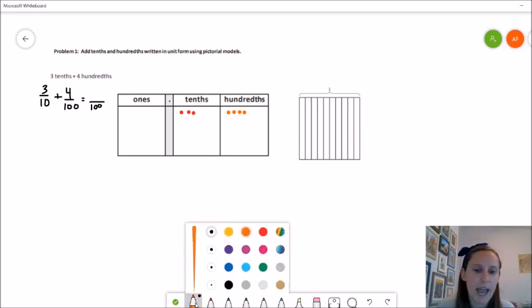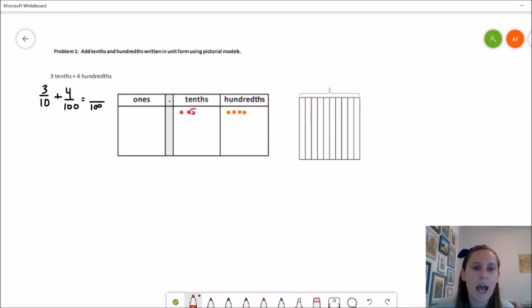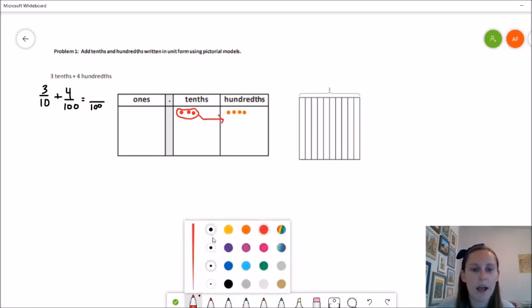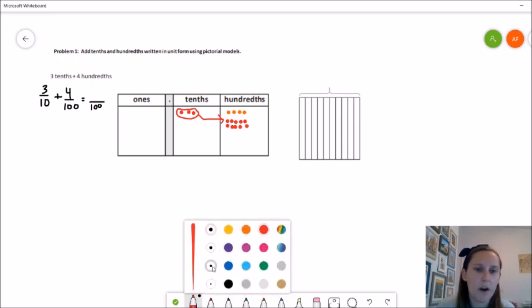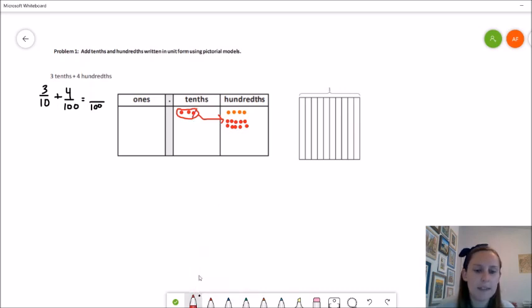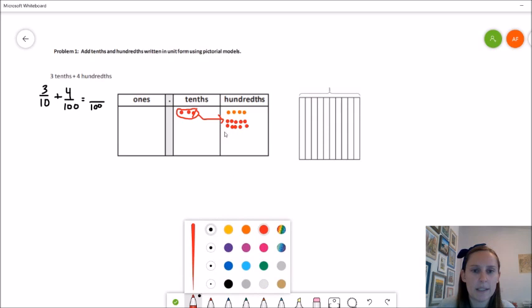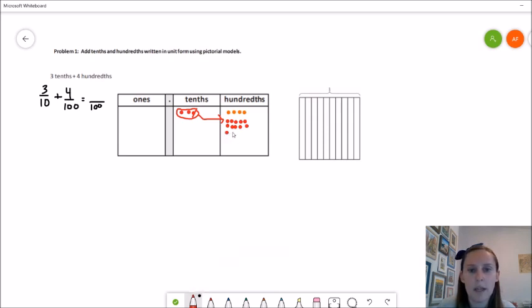So we're going to take a look at our 3 tenths that we have, and each one of those we can unbundle for 10 hundredths. So our first tenth that we have, let's go ahead and unbundle that for 10 hundredths. 1, 2, 3, 4, 5, 6, 7, 8, 9, 10. So we unbundled our first tenth for 10 hundredths, and then we can unbundle our next tenth for 10 more hundredths. 1, 2, 3, 4, 5, 6, 7, 8, 9, 10.